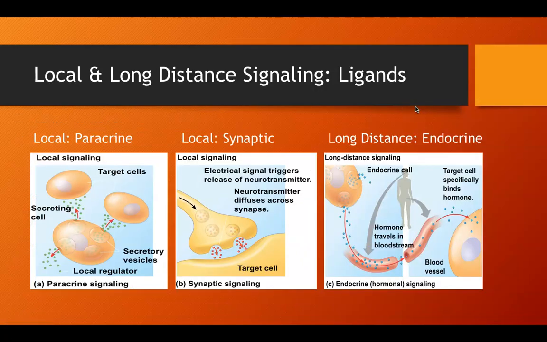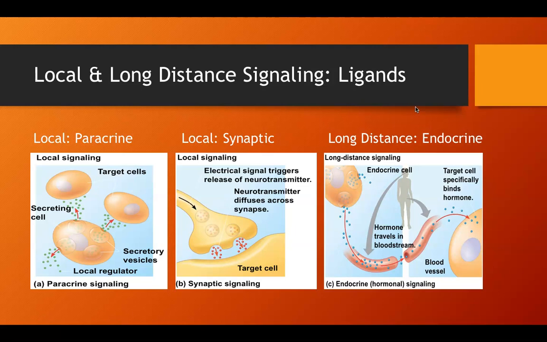So if you are involving chemical signals or ligands, then you have three different types of cell communication. You have two local and one long distance. The first local is paracrine signaling, and paracrine signaling is going to use things such as growth factors, where you're going to have a local regulator that has secretory vesicles in it, and those secretory vesicles are going to release the growth factors into the area around it, and only the target cells will be able to actually respond to those growth factors. So just because a cell is in the area does not mean that it would trigger a response. Remember that in order for a cell to actually trigger a cell communication pathway or have a cellular response, it must contain the membrane receptor that the ligand is able to bind to.